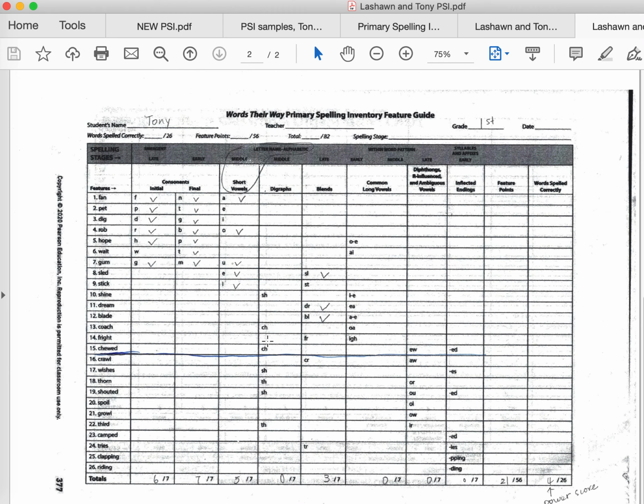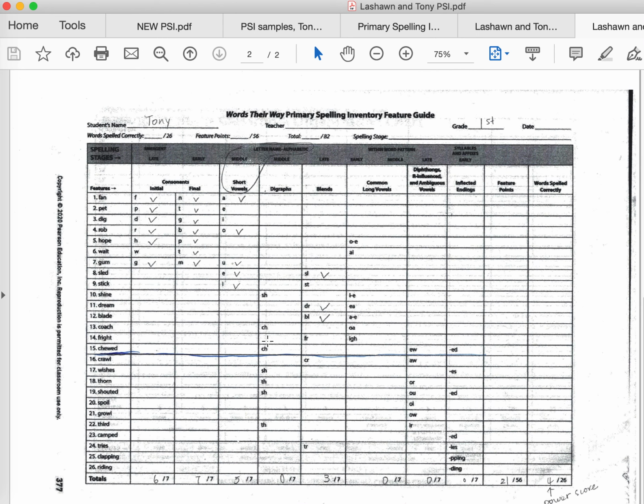On a final note for scoring of the feature guide, although neither Tony's nor LaShawn's spelling included any obvious letter confusions, these confusions are not unusual in young spellers. As an example of letter reversal confusion, a student might begin the spelling of a word, dig, with the lowercase b.